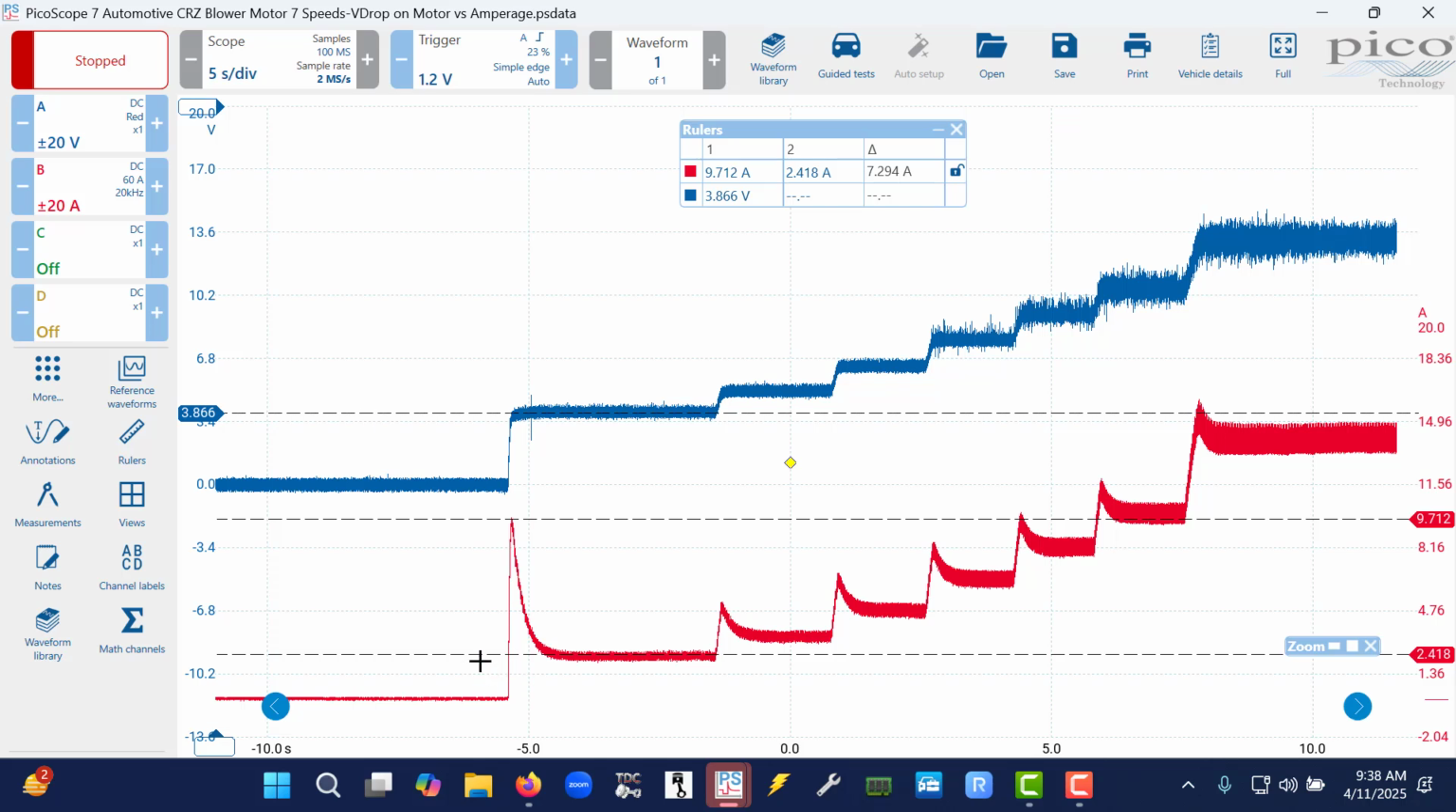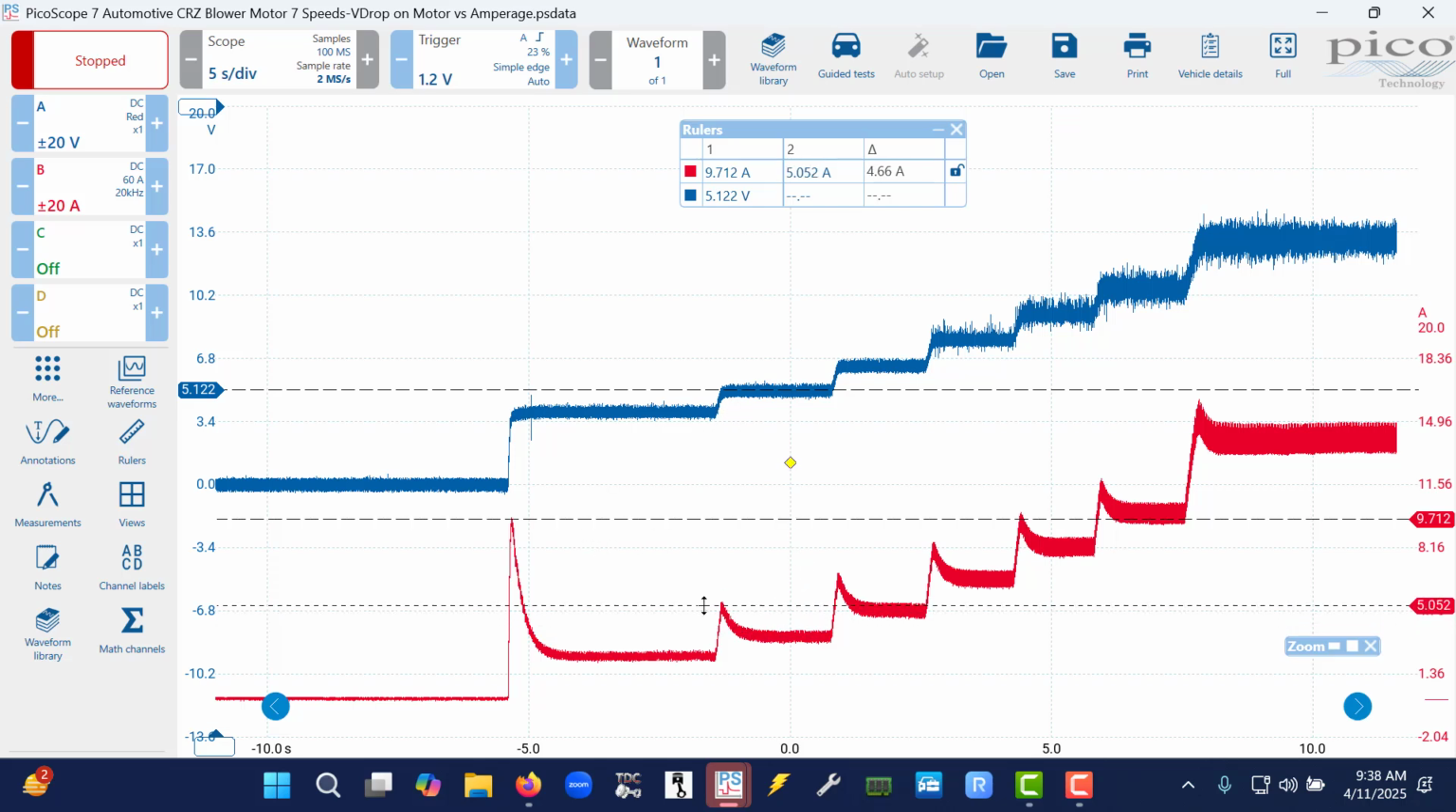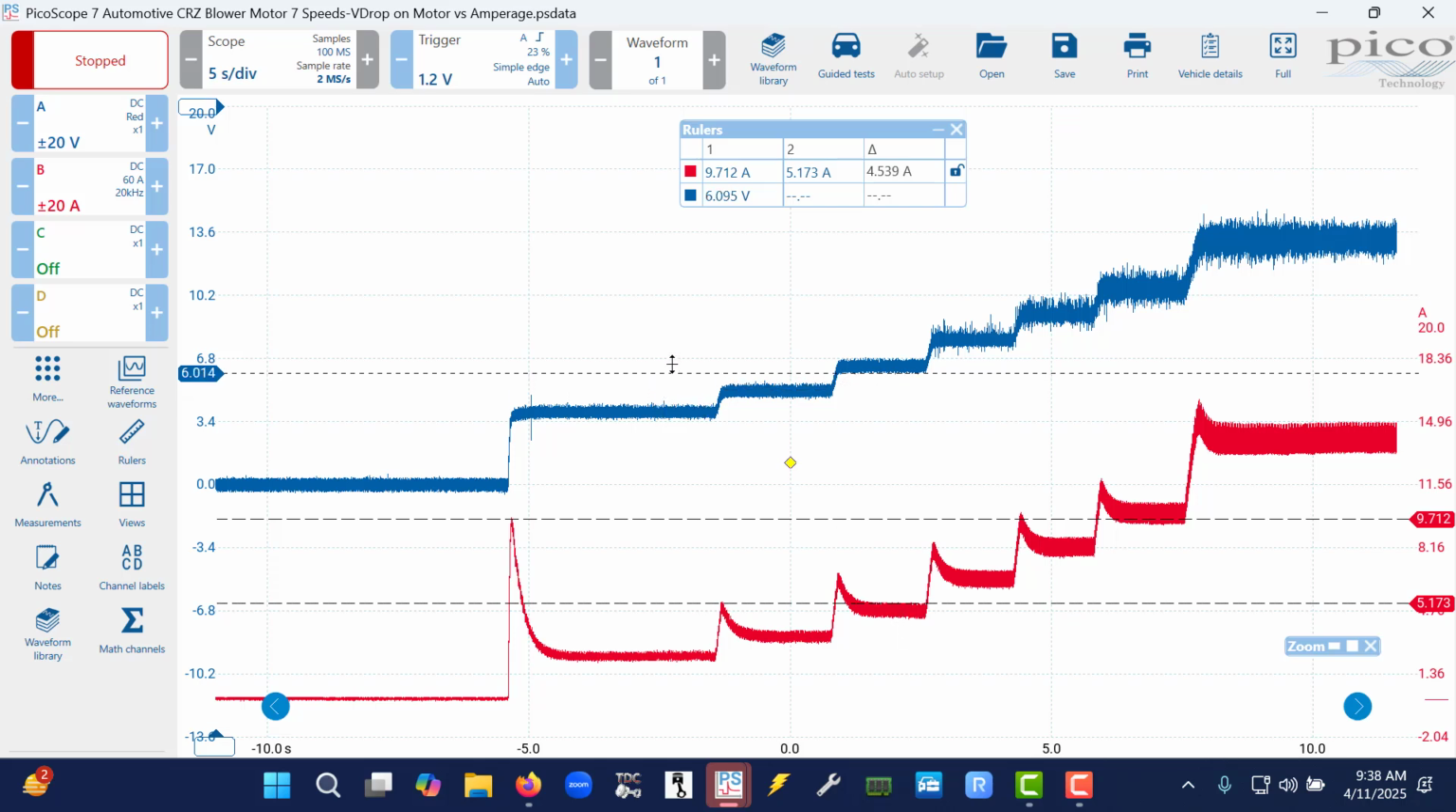You can also see that when we go to the second speed, amperage goes up, the amount of energy concentrated on the engineered load, being the blower motor, also goes up. So now we're at about 5 volts dropped on the motor. Our current flow levels out at around 3.5 amps. We go to our next speed. You can see that we're flowing about 5 amps. We're also dropping around 6.5 volts on the motor.